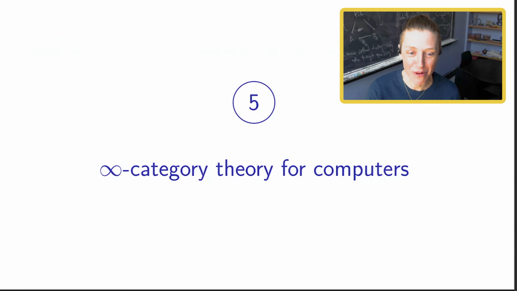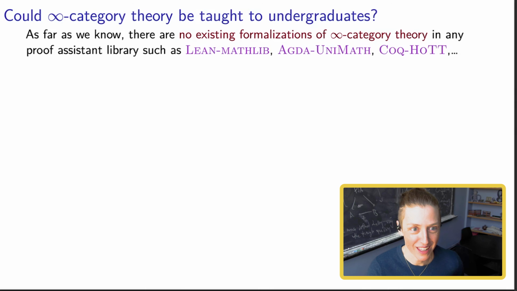Okay, so a brief epilogue is infinity category theory, not for undergraduates, but for computers. So there's a new practice within mathematics of checking one's work rigorously by formalizing it in a computer proof assistant. So you might have heard that there are some large libraries of computer formalized proof.